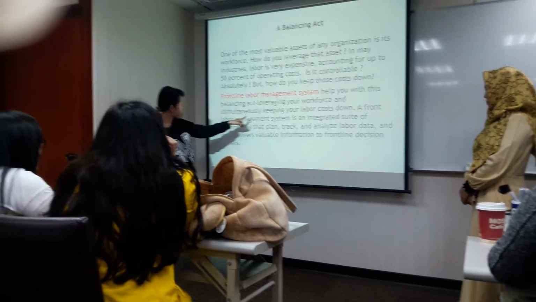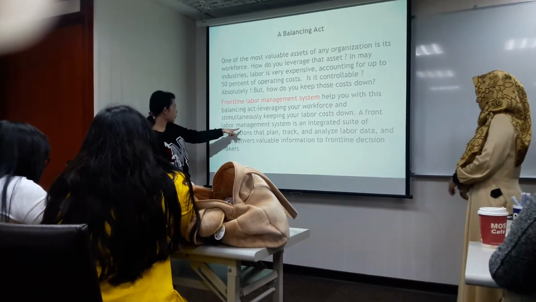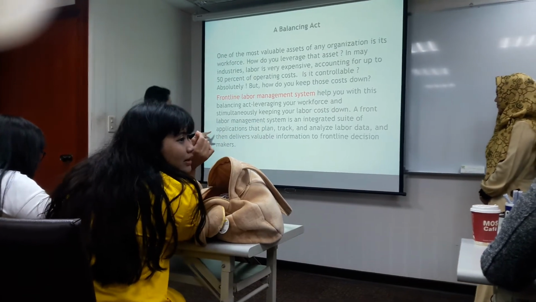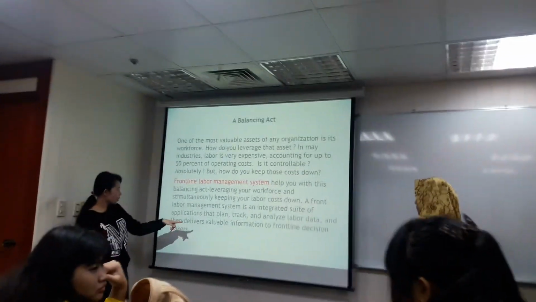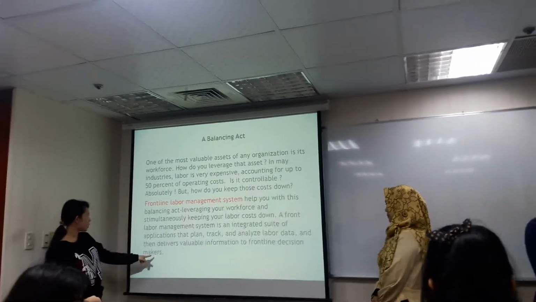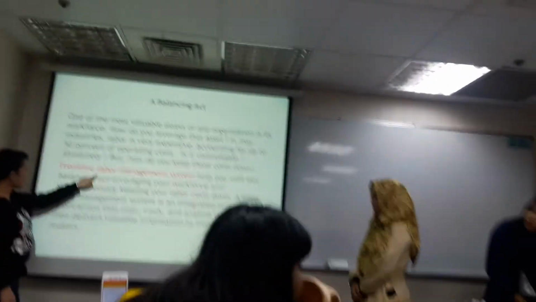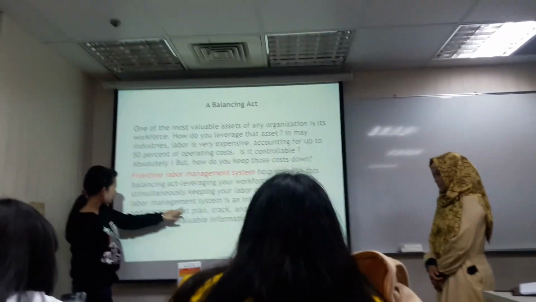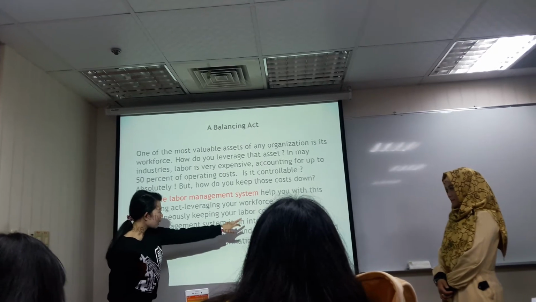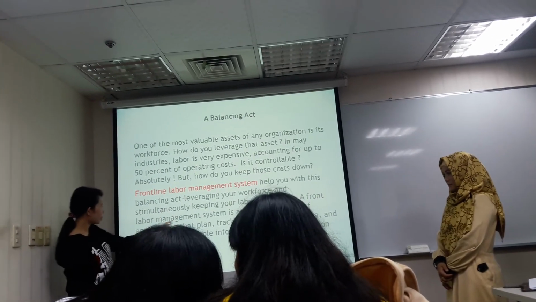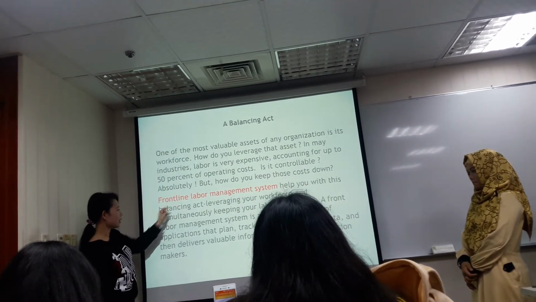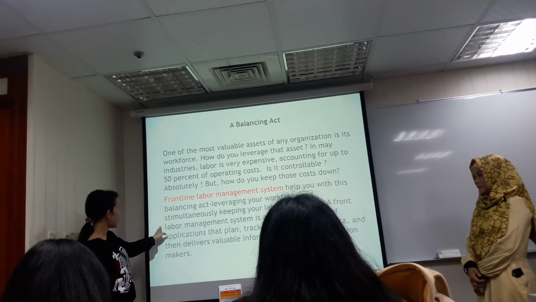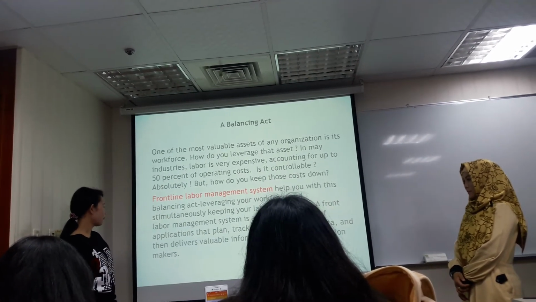Last paragraph is: "A firm labor management system is an integrated suite of applications that plan, track, and analyze labor data and then delivers valuable information to frontline decision makers." So this is the keyword. We have to look for what this means. The meaning is in the last paragraph, "a frontline labor management system is..." So this explains the keyword. The main idea of this question is in the last paragraph.